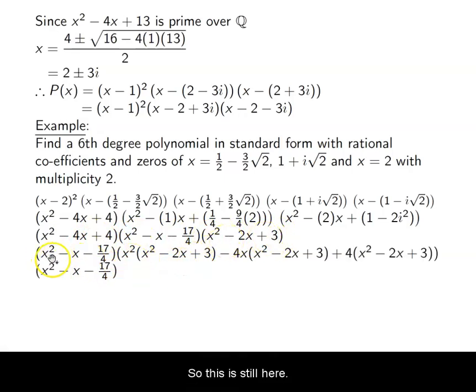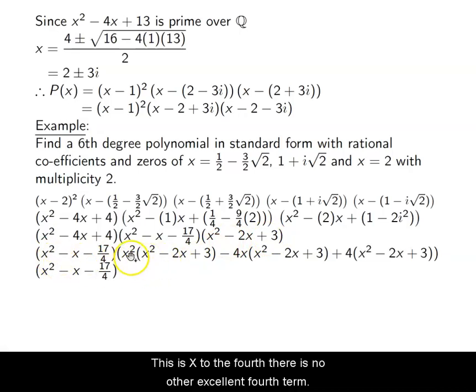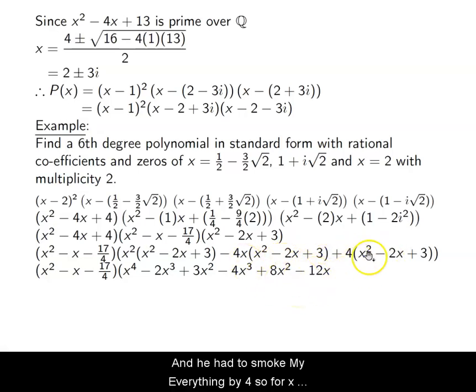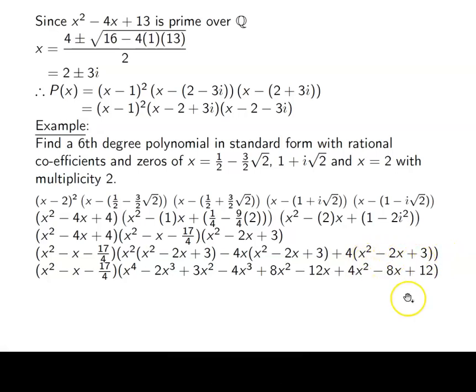So this is still here, okay? This is x to the 4th. There is no other x to the 4th terms, okay? So minus 2x cubed plus 3x. Here I distribute the 4, so minus 4x squared plus 8x, minus 4x cubed plus 4x squared minus 12x, okay? And here I just multiply everything by 4, so 4x squared minus 8x plus 12, right? Very similar to before, but without the extra x and without the sign change.